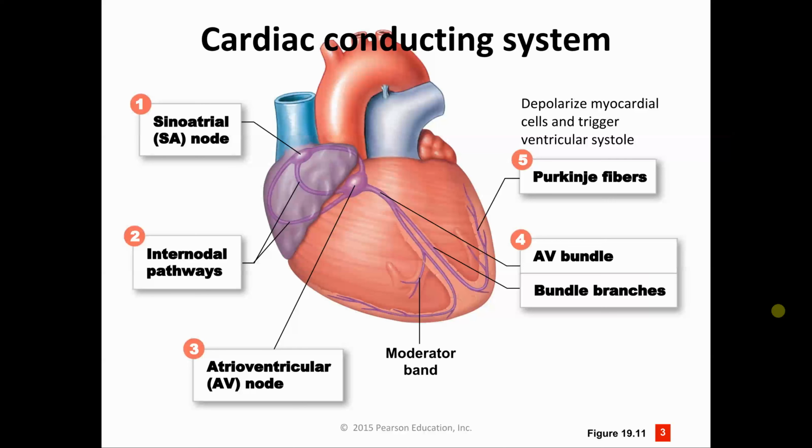So then the order here, we've got the SA nodes. These are the internodal pathways to the AV node, down the AV bundle, which goes through that interventricular septum. And then these branch into Purkinje fibers. And then these Purkinje fibers are what are going to be responsible for the ventricles contracting.